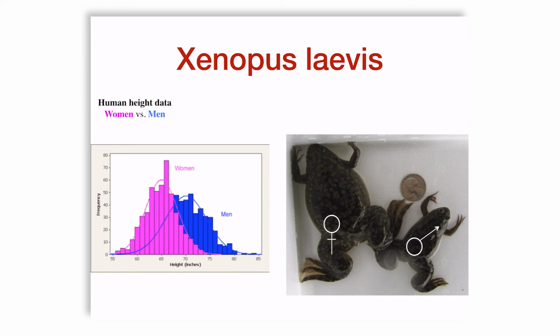The females of Xenopus are much bigger than the males. This is unlike the human height data, which shows men to be bigger than women. Human males are bigger than human females.